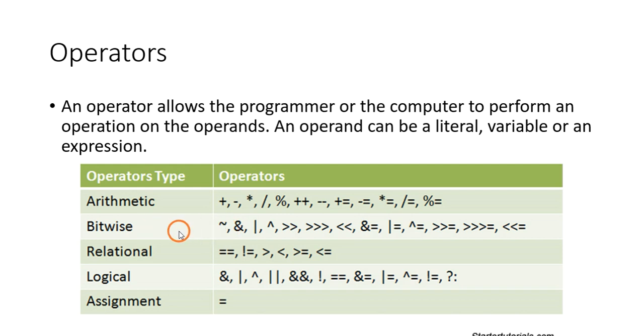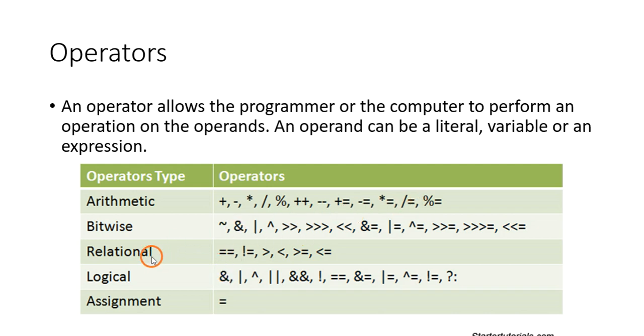And bitwise operators: if you want to perform bitwise operations like and, or, xor, etc., we will use these things. So this is bitwise not. And this is bitwise and, bitwise or, exclusive or, and this is right shift, and this is right shift with zero fill, and this one is left shift, right? And these are all shorthand operators for these things, just like we have seen here, right?